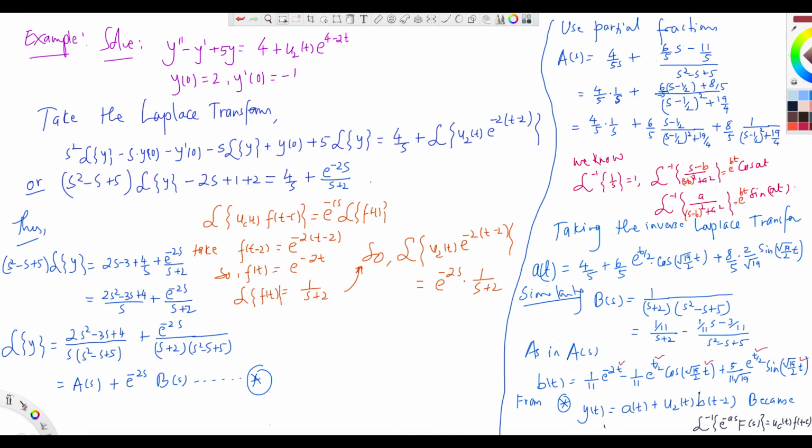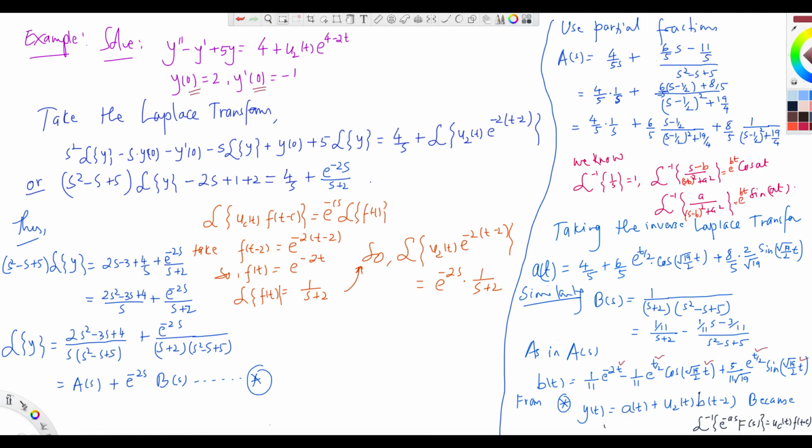Okay, let us take an example of a second order differential equation with the forcing function as discontinuous, right? This has u_2(t), which is the step function. So what it says is, for t less than 2, it is 0. For t greater than 2, it is e to the 4 minus 2t. Okay, so to solve this differential equation, there is an initial condition here. One initial condition is this, and the other initial condition is that one.